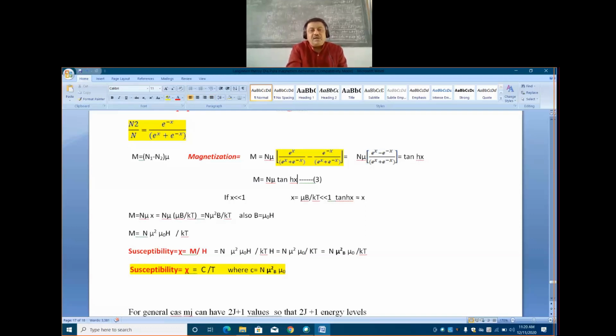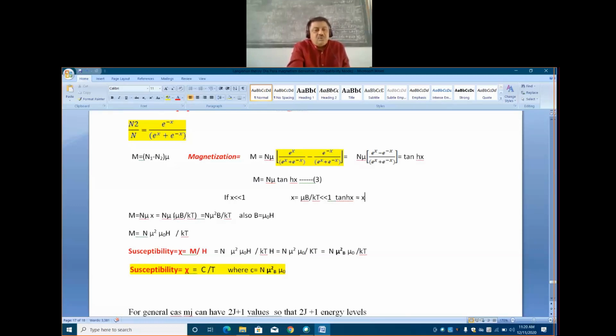And M is equal to N mu tan hyperbolic x is a very important step, where x is equal to mu B by kT. So we simplify by applying a condition when x is much less than 1. When x is very, very small, mu B by kT is very small, then tan hyperbolic x is approximately equal to x. So magnetization becomes N mu x, where x is mu B by kT.